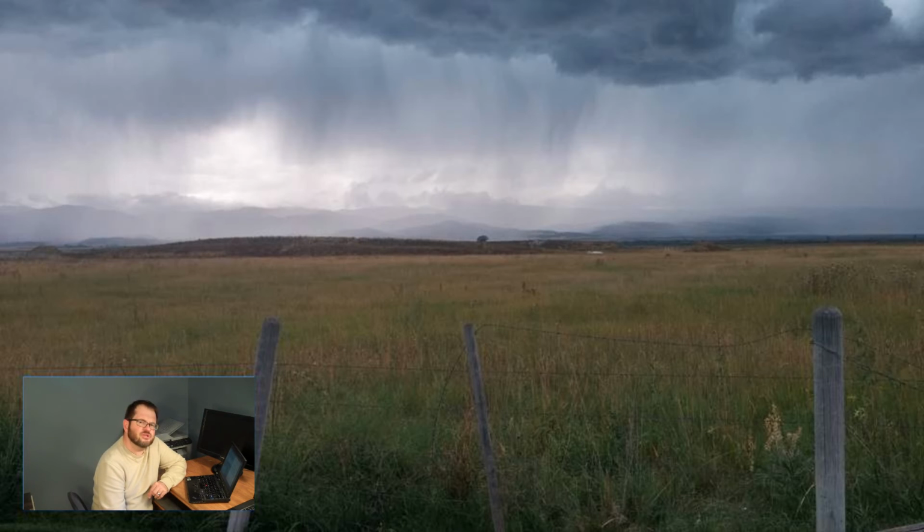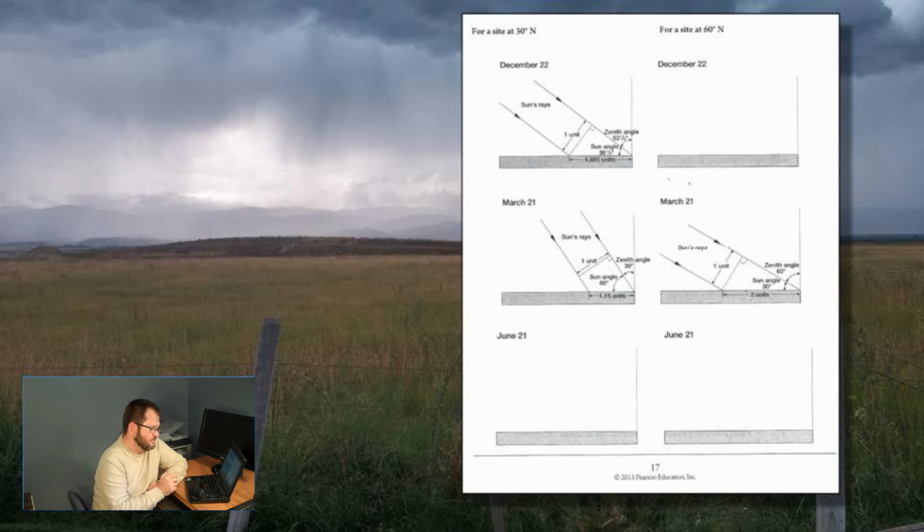Let me show you one more thing that I want you to be able to do on this lab activity. There's a page where you're going to be creating some diagrams showing how the rays of the sun spread out when they hit the ground at different latitudes on different days of the year. What I want you to notice right away is that this diagram has 6 little figures. The one column is all for locations at 30 degrees north, and the other column is all for locations at 60 degrees north. Again, it's not so clear how they've labeled it there, but use that left column for 30 degrees north and that right column for 60 degrees north.